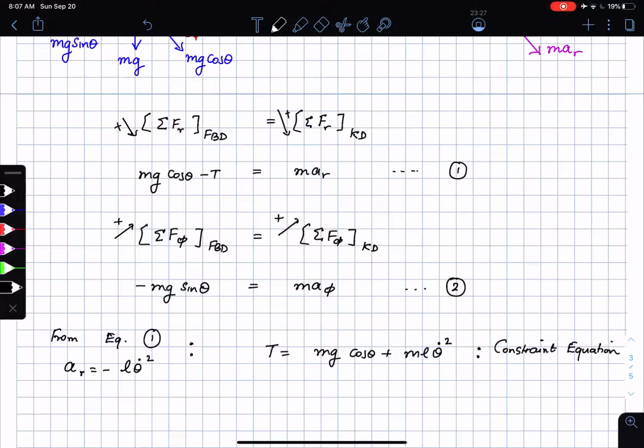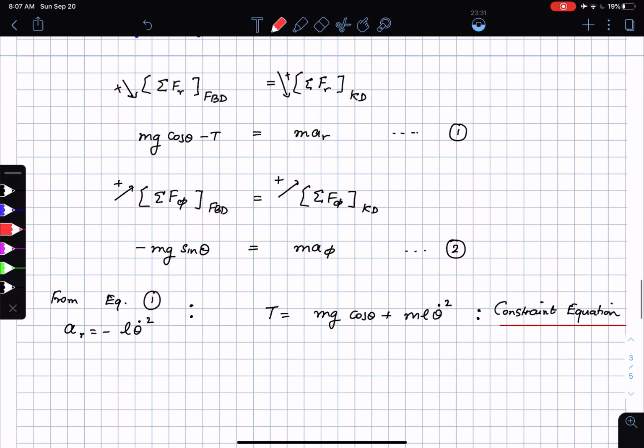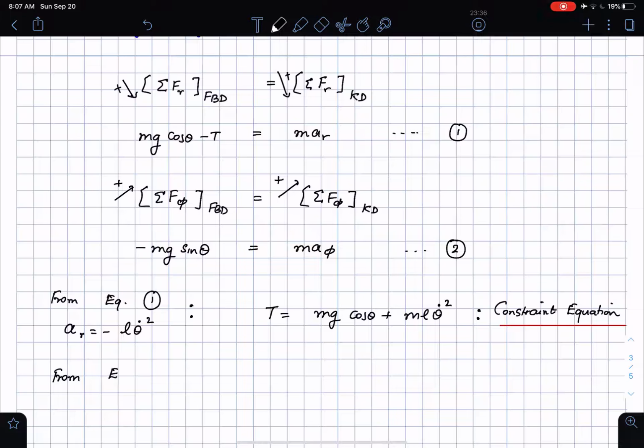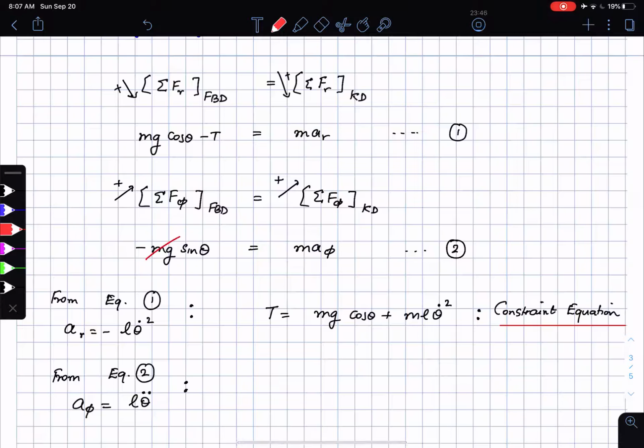Okay, so this is the constraint equation. And then from equation 2, substituting a phi as L theta double dot, I'm going to have the following. The mass is going to cancel off on both sides, so I can get rid of these two.